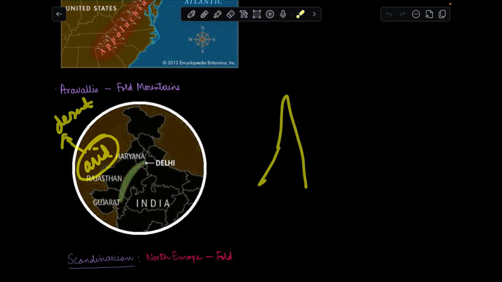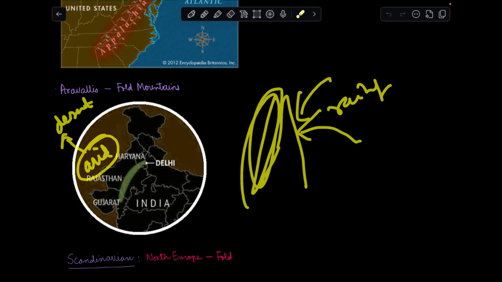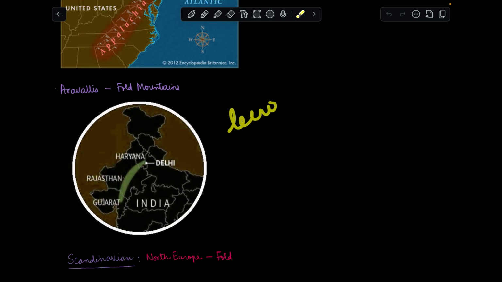Windward side is where rainfall happens, and the side which does not receive the rainfall is called the leeward side or rain shadow zone. So this is the Aravallis. There are many national parks located over here, like Sariska, then we have Keoladeo.